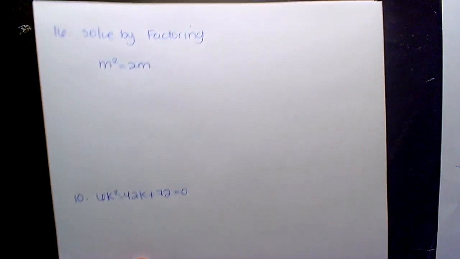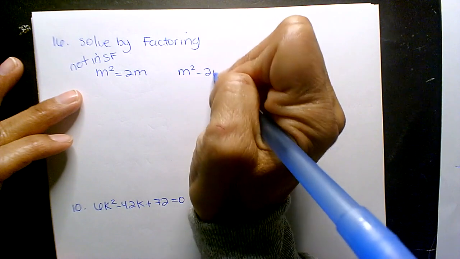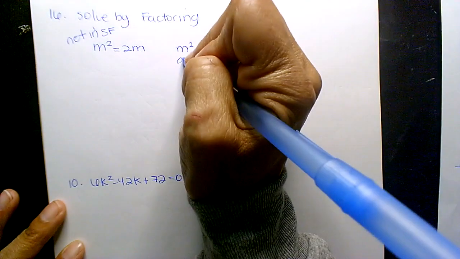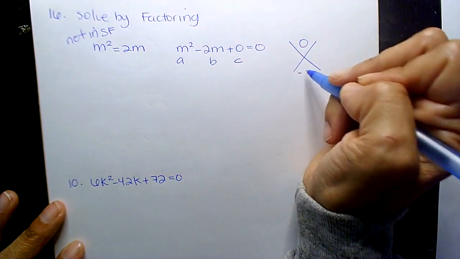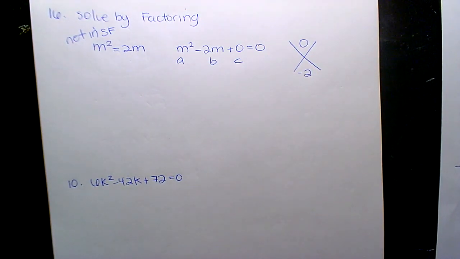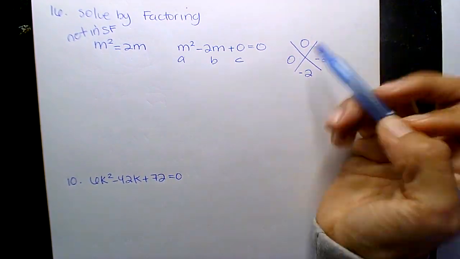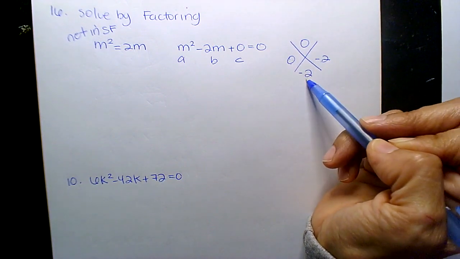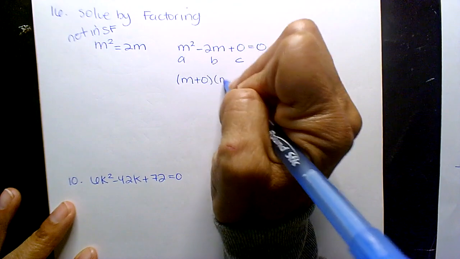All right, so 16, you want to get it in standard form. This is not in standard form, right? So if I get into standard form, m squared minus 2m plus 0 equals 0. So this is your A, B, C. So find two numbers that multiply to 0 but add up to -2. What are my two numbers? 0 and -2. Because what is 0 times -2? 0. What's 0 plus -2? -2. Okay, so I get m plus 0, m minus 2.